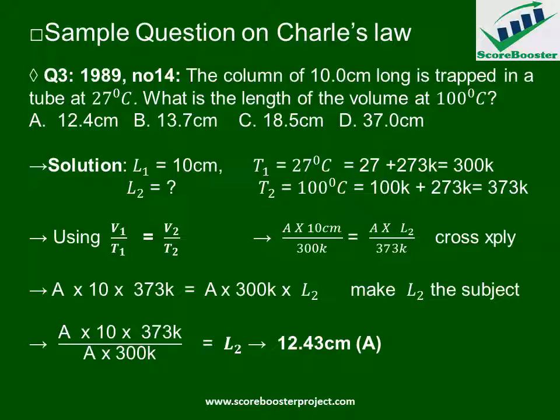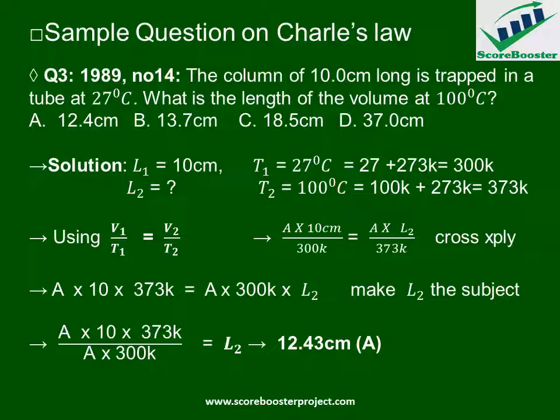Now on to solution. From the question we are given the initial length, which is 10 centimeter, then we are given the initial temperature to be 27 degrees Celsius. To convert degrees Celsius to Kelvin, we add 273. Therefore, our T1 here will be 27 plus 273 Kelvin, which will be 300 Kelvin. Then our L2 here is not given, while our T2 is 100 degrees Celsius. Then to Kelvin will be 100 plus 273, that will give us 373 Kelvin.